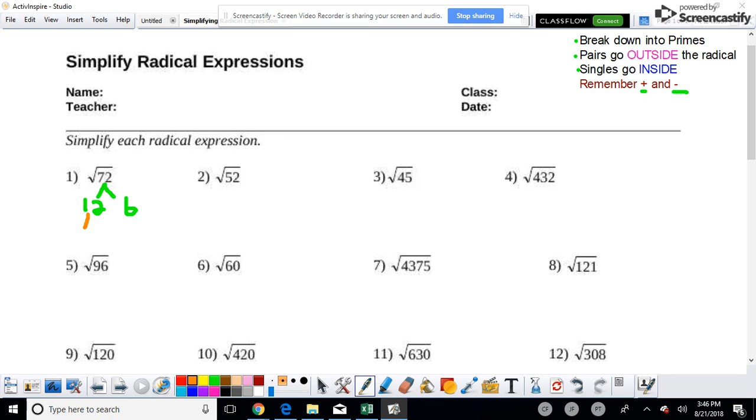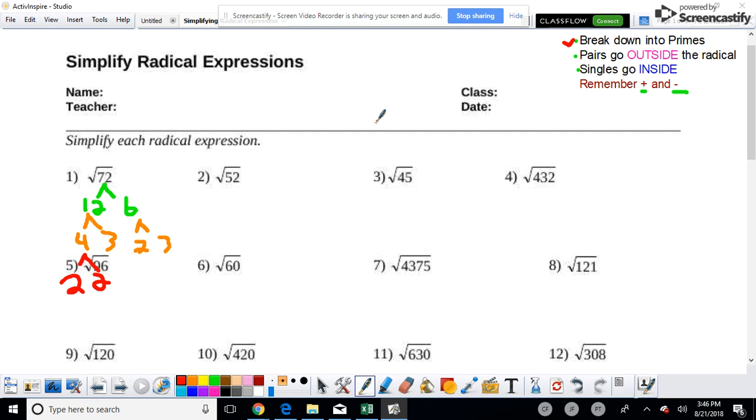So let's break down the 12. Let's break it down to 4 times 3. Again, you could have used 6 times 2. And let's break down the 6 into 2 times 3. Now, I can break down my 4 some more into 2 times 2, right? So now I have broken it down. I've got a 2, 2, 3, 2, 3. Those are all prime numbers. Can't break this thing down anymore. Now we are ready to go to step 2.